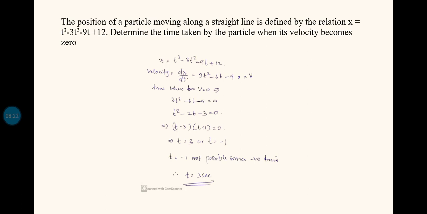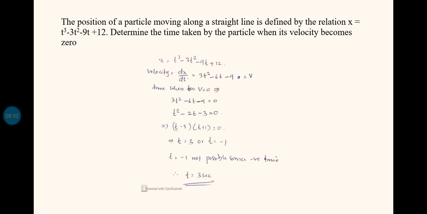That is the question. So this particle is moving along a straight line. The position of the particle is defined by x, that means x is the displacement. So x is given as t cube minus 3t square minus 9t plus 12. Now we know velocity is nothing but ds by dt. Here x is s, displacement, so velocity will be dx by dt. Differentiating displacement with respect to time, we will get the velocity.